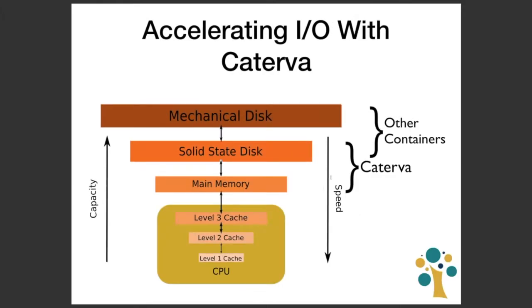So just to position it, Caterva is meant to address the need for a data container for memory or for very fast solid-state disks, whereas other containers are more focused on solid-state disks, mechanical disks, and maybe also cloud storage.